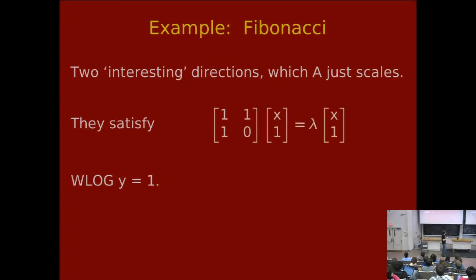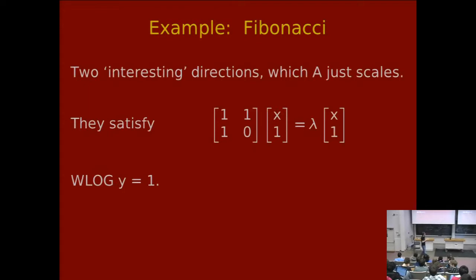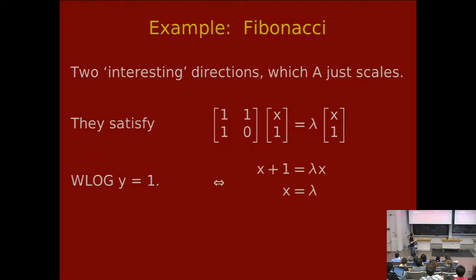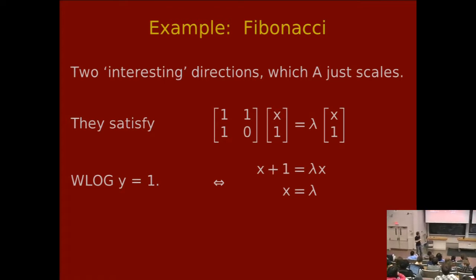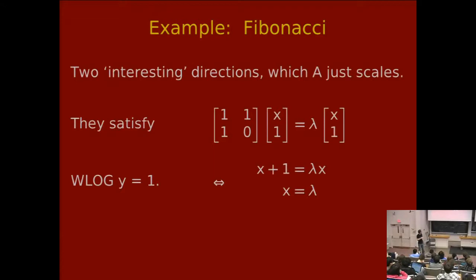Okay, so then I would be solving these equations. If I multiply this out, I really get 2 equations, you see. The first equation is x plus 1 equals lambda x. If I do this times this equals this. And the second equation is just x equals lambda. People see how this matrix vector multiplication, this equality, turns into these equations?